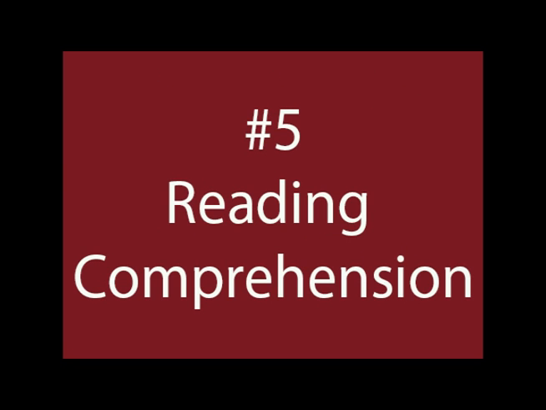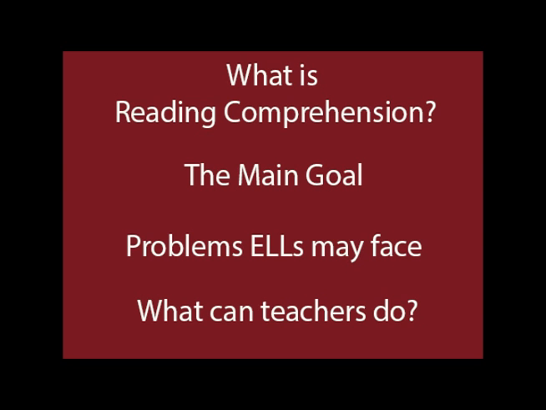The final of the 5 big ideas is reading comprehension. Reading comprehension is a complex process of constructing meaning by coordinating a number of processes, which include decoding, word recognition, and fluency, along with the integration of background knowledge and previous experience. This is the ultimate goal in reading.